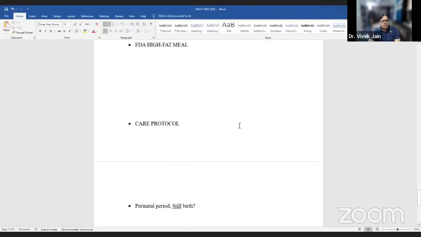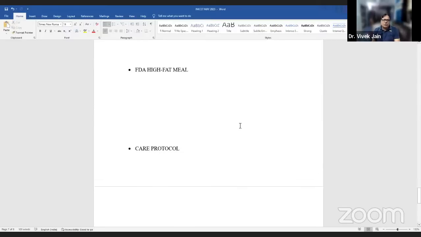Then CARE protocol. Friends, CARE protocol actually is an abbreviation. Let me break it into two parts. CARE is for case report. It is an abbreviation for case report. If case report was not given in the choice, then the second best answer will become case control study. But the single best answer is case report. It was a new question altogether.